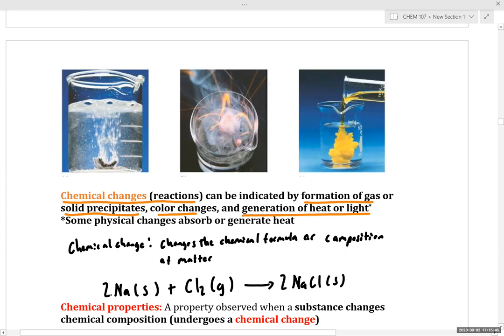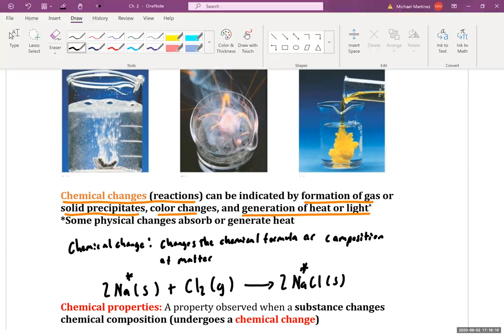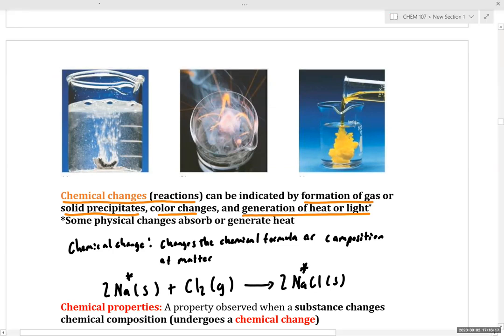This would be an example of a chemical change, the reaction of sodium and chlorine to yield sodium chloride, because as we can see, if we compare the formula for sodium and sodium chloride, is the formula the same or different? Does the formula look the same or different? Different. Exactly. Okay, so we understand this idea of chemical changes.